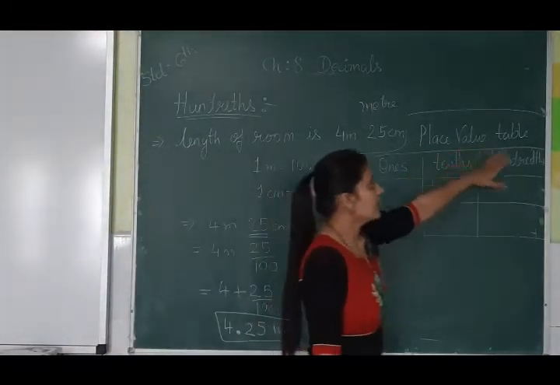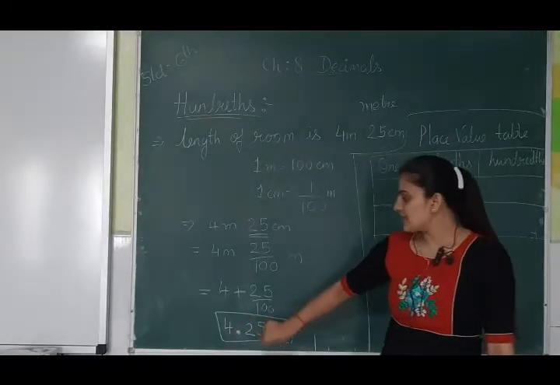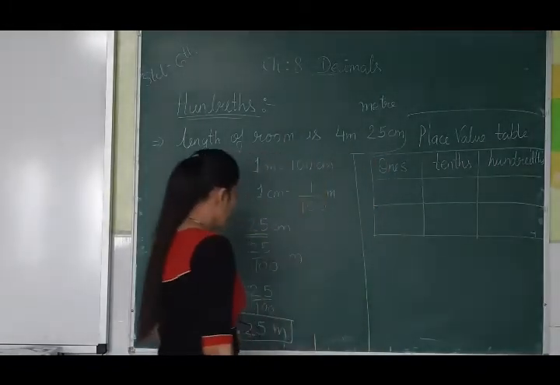Now the place value table. If you want to write this in the place value table, how will you write 4.25?